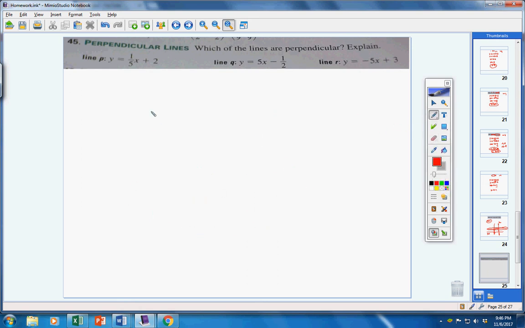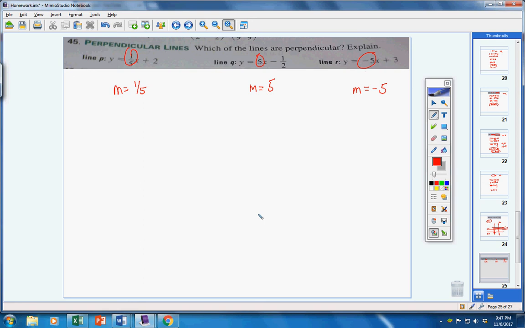Notice something, students. Listen carefully. All of these equations have y all by themselves. So because of that, we know the slope right away. The slope of this line is 1/5. The slope of this line is 5. And the slope of this line here is -5. Okay? There we go.